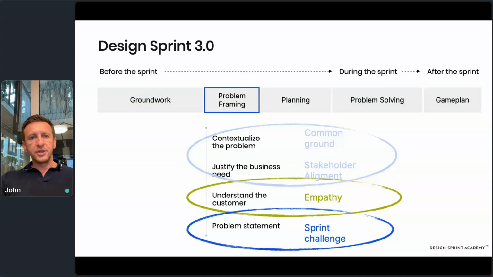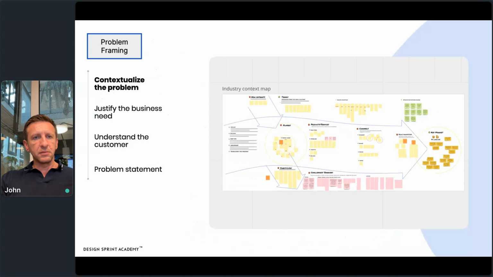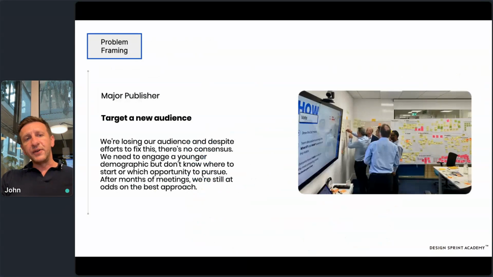Once we have the sprint challenge, then we go into, oh no. Some case studies. Oh, I had case studies. Yeah, we go into it's so new, very new. I forgot.